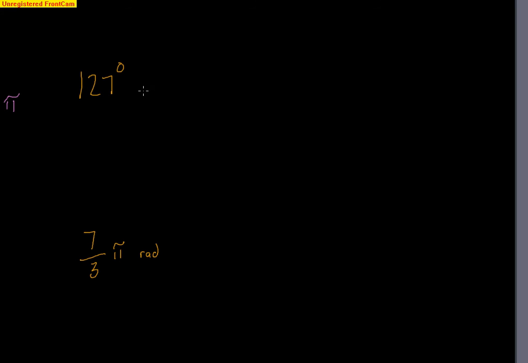127 degrees, if I want to convert. The first thing is I want the 180 on the bottom. One way to remember that is that you want the degrees to cancel out. So that's why we want the pi radians on top. I want pi in my answer, because the moment you type in pi in your calculator, you're going to get an irrational number. So I want to leave pi in my answer.